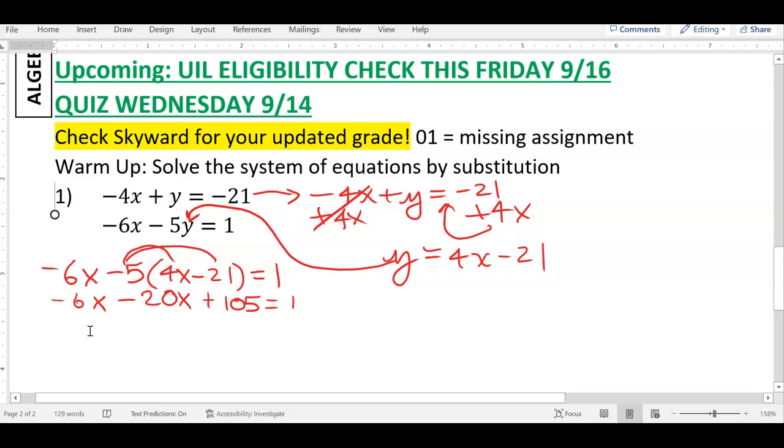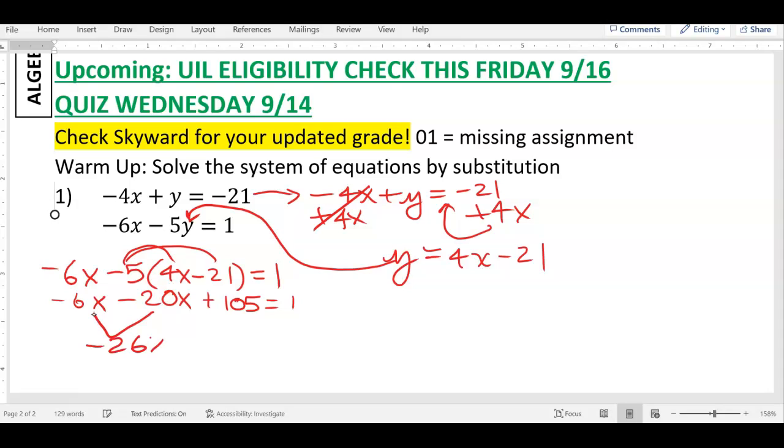Now, when we have all these extra terms, we want to combine like terms, right? So, negative 6x minus 20x is what? Combine these like terms, what do we get? Negative 26x, okay? So if you have a negative and you subtract, it gets more negative, negative 26x. Again, your calculator can help you with little computations. Bring down plus 105 equals 1.